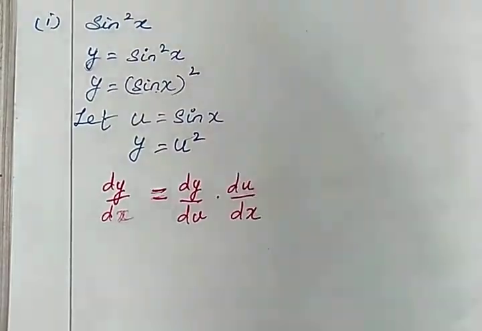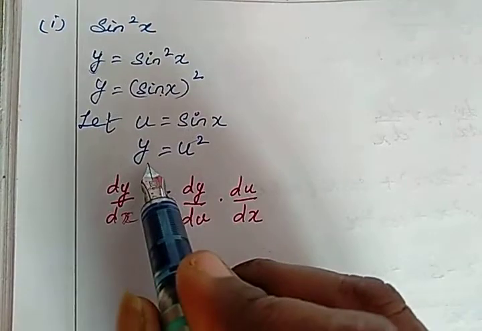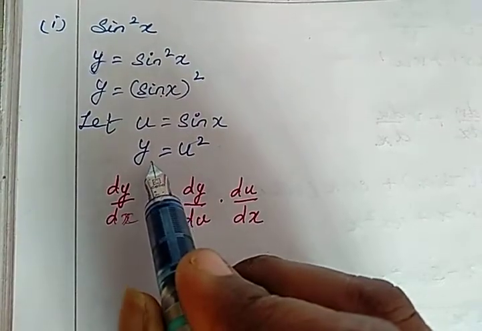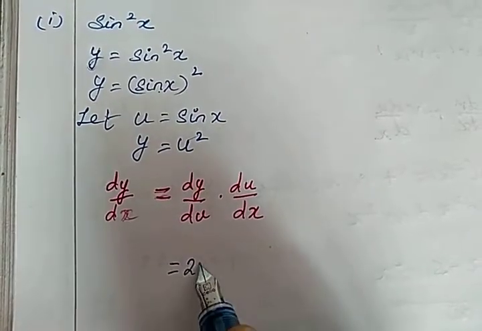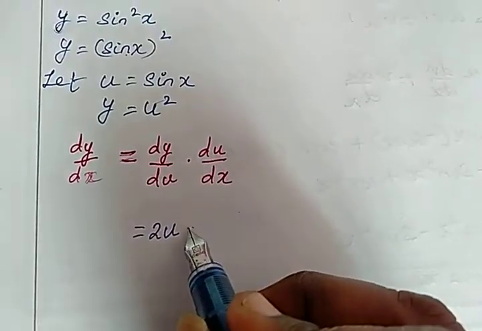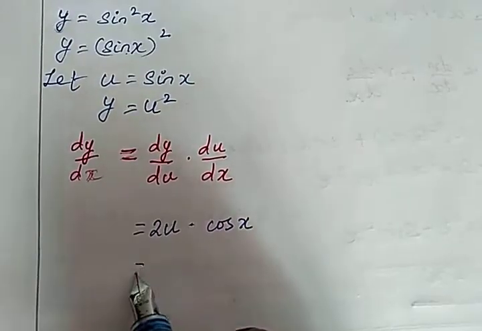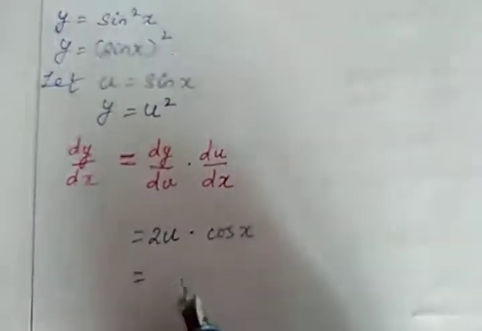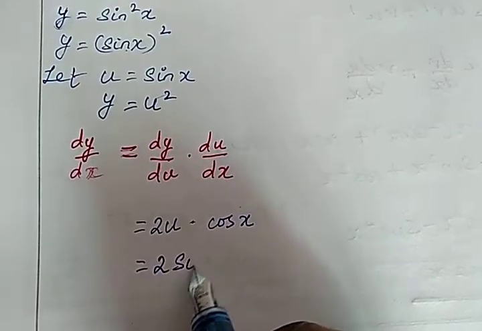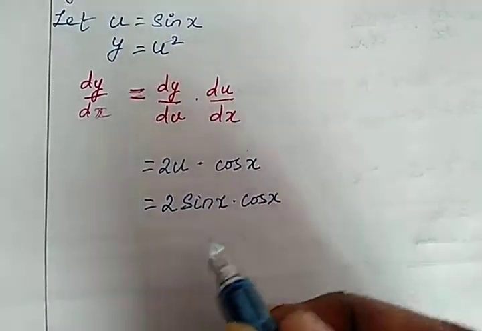Clear about the formula, children, everyone? Now, y is with respect to u we are going to differentiate. So u squared will become 2u into sin x, if you differentiate, it will become cos x. Now substitute the value for u. What is the value for u? Sin x is the value for u. So 2 sin x into cos x.